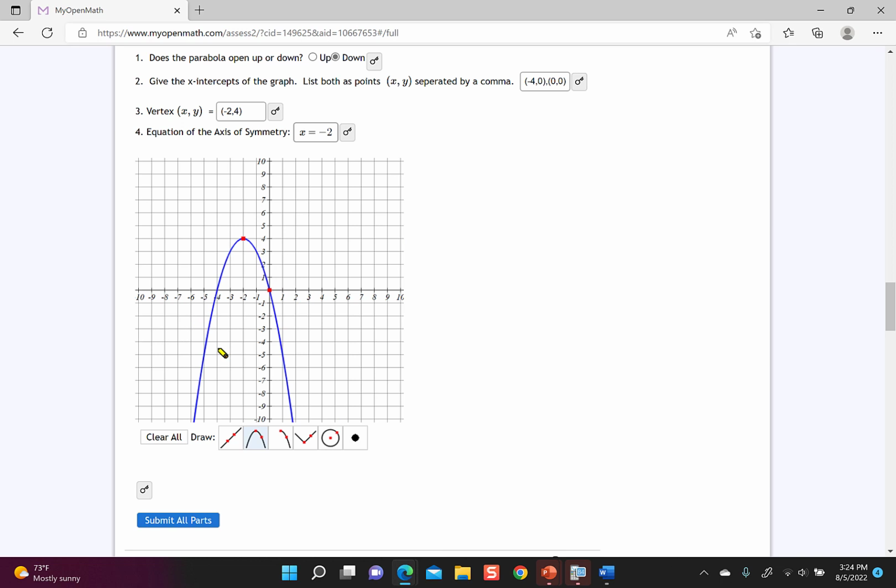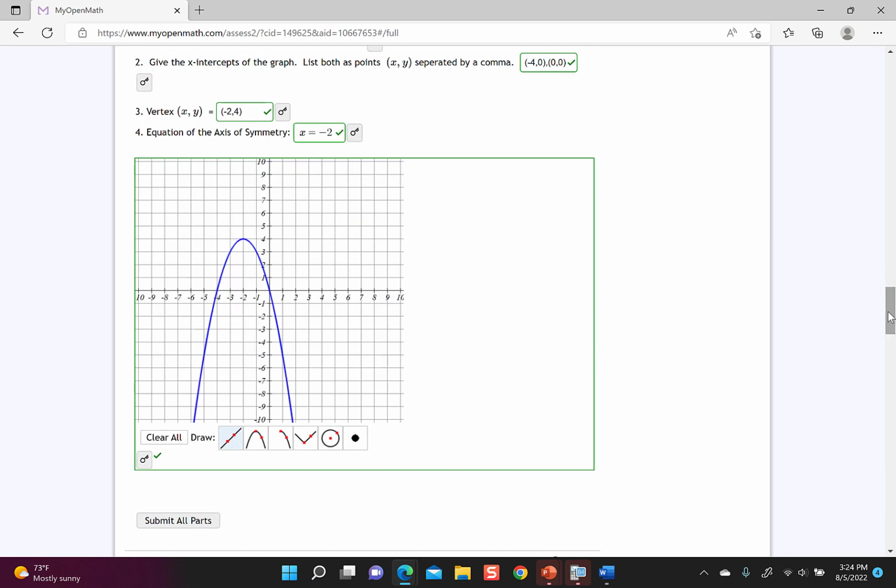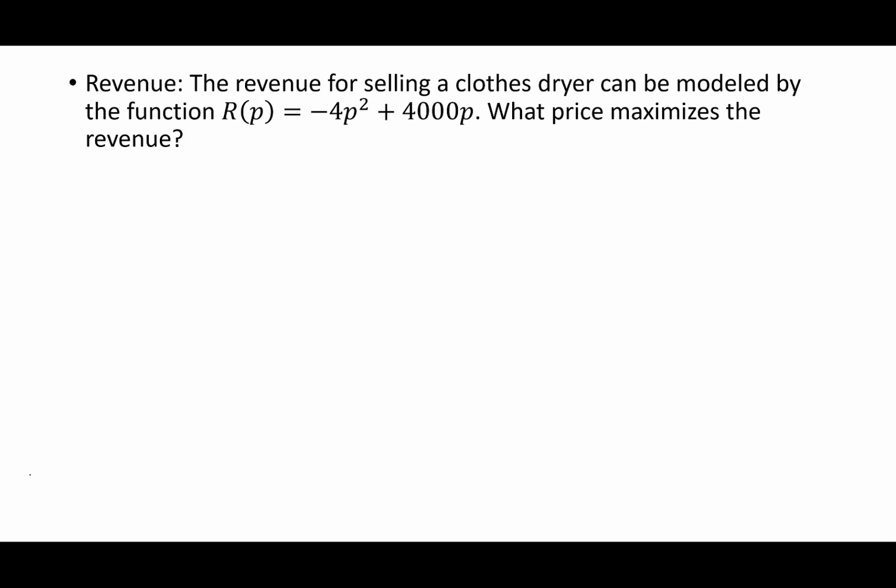So you're always going to have to put on multiple points, so you might as well use something that you already know. Let's submit all parts. And you can see that we did a great job. So I think the best part of quadratics is all the different kinds of applications that I have, and I'll go through several just to give you an idea of what to expect.